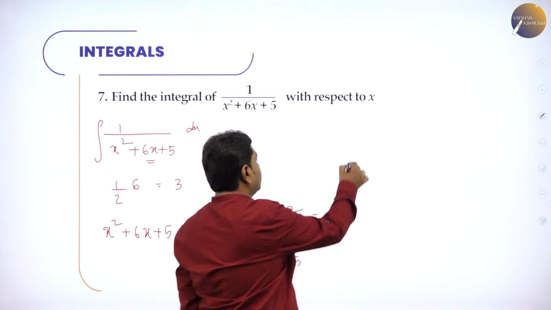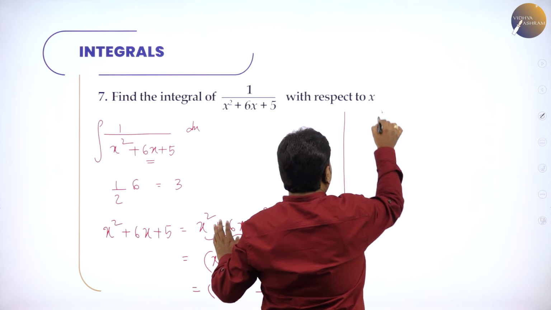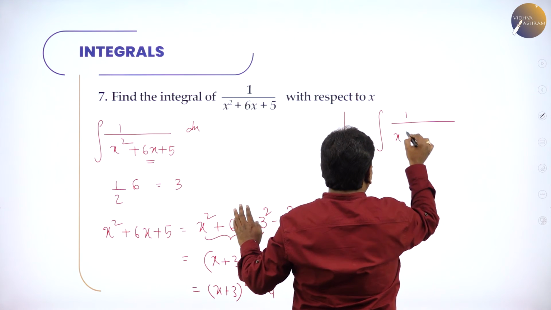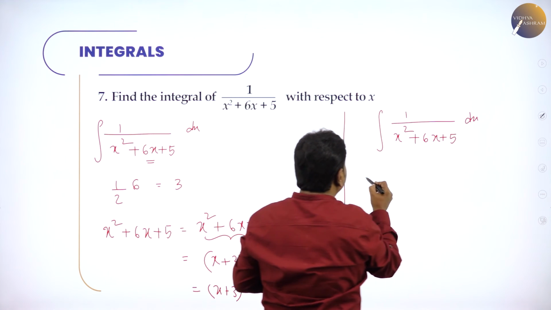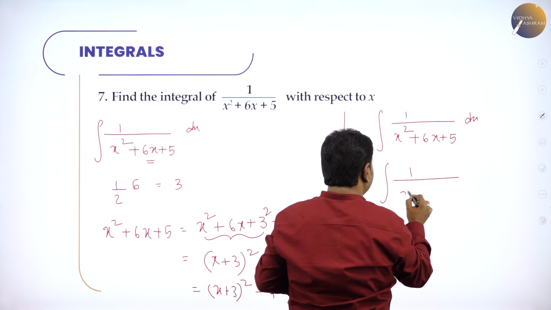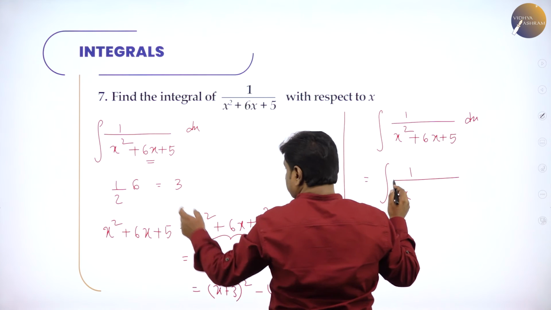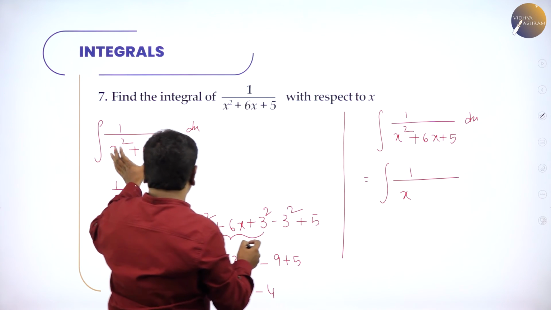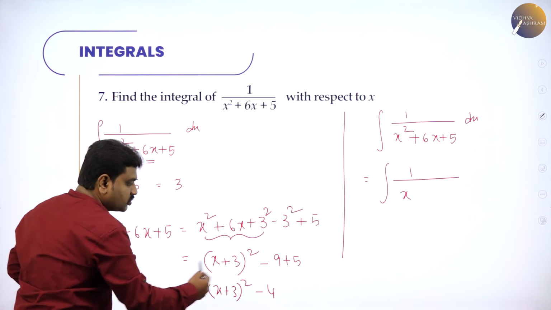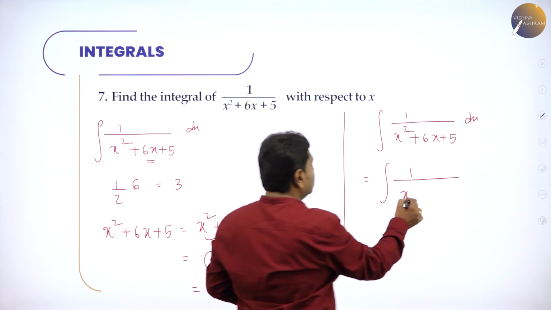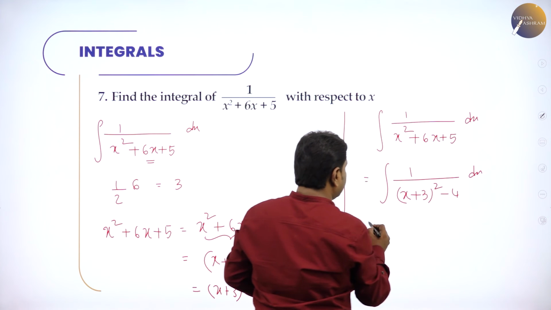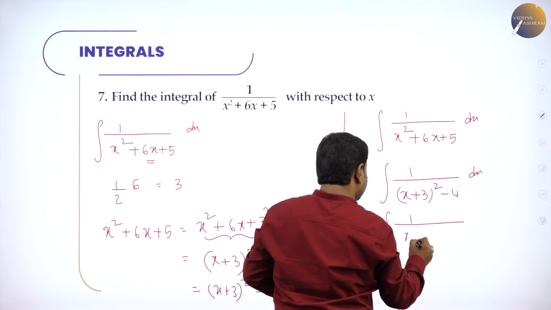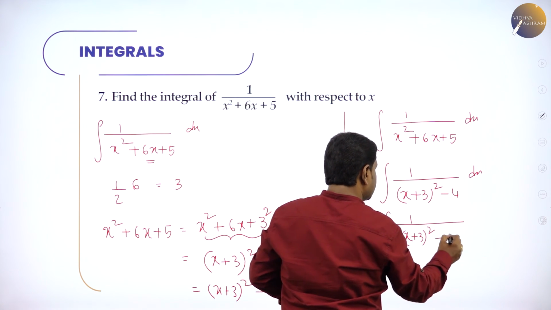Now the given problem I can rewrite. They gave integral of 1 by x square plus 6x plus 5 dx. It was not in standard form, so I am doing completing the square. So I can write x square plus 6x plus 5 as x plus 3 the whole square minus 4. Now further I can write it as integration of 1 by x plus 3 the whole square minus 2 square.